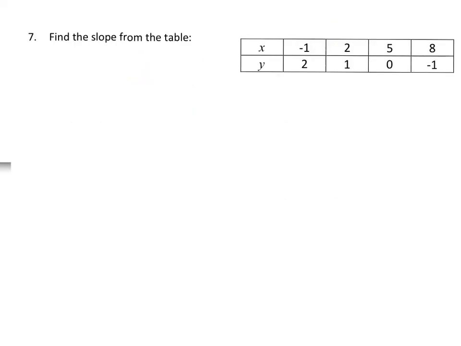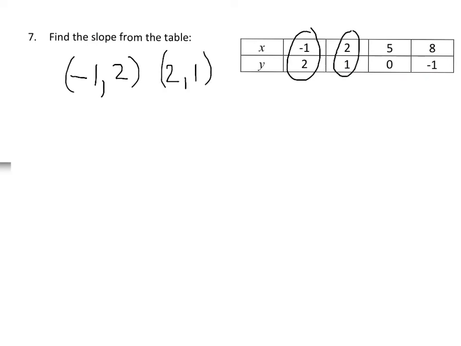Alright, example number 7. We're going to find the slope from the table. You can see up here on the top you have your x values, and then on the bottom you have your y values. Now we could do this problem the same way that we've done the last 3, where we could take an ordered pair, which in this case would be my x first, which is negative 1, 2, and we could take this ordered pair right here, which would be 2, 1, and we could put that into our slope formula, y2 minus y1 over x2 minus x1. And we could do it that way.